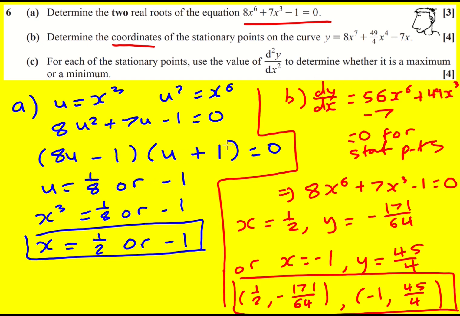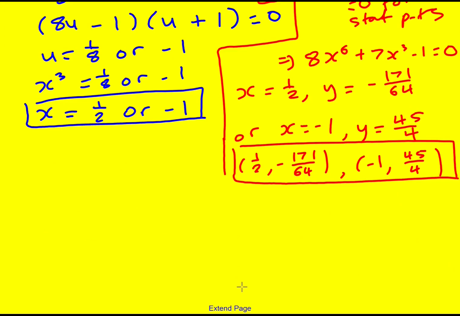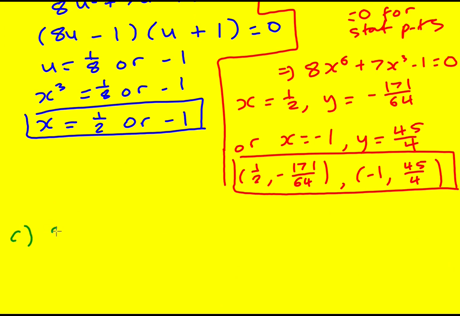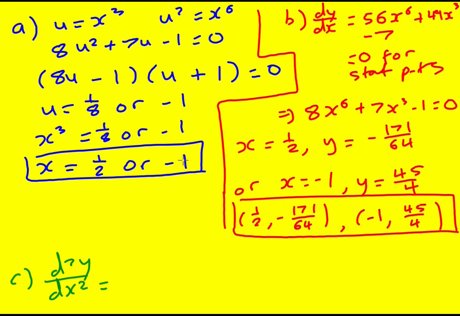For each of these, we're asked to determine whether they're a maximum or minimum. So for this, I'm going to need my second derivative. Okay, so back to when I haven't divided through by 7. It's a little bit awkward, but we're going to get 336x to the 5 when I do 56 times 6. And then 3 times 49 is 147. And I get an x squared, and the minus 7 becomes 0.